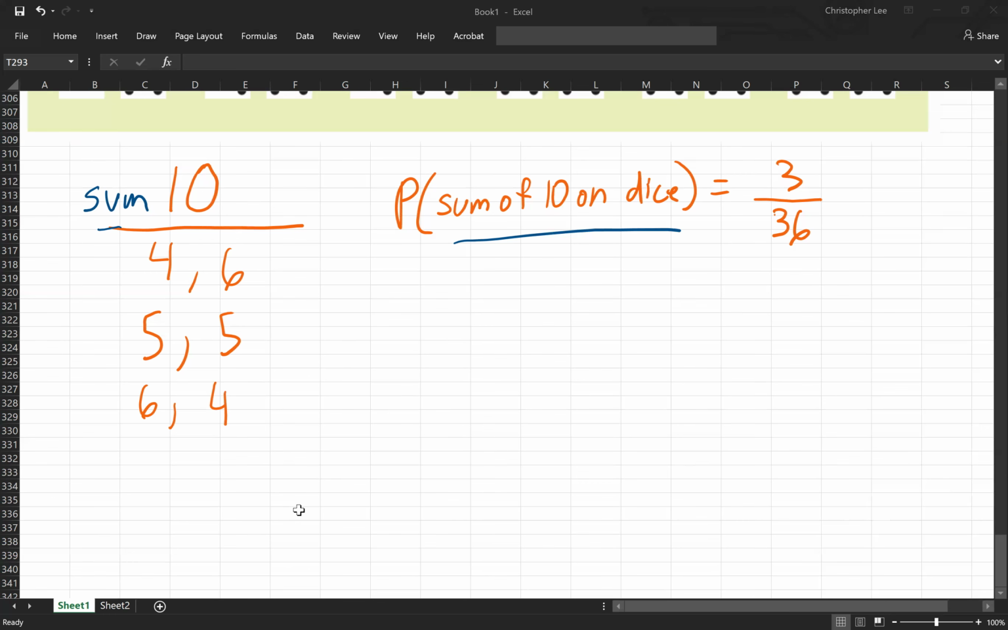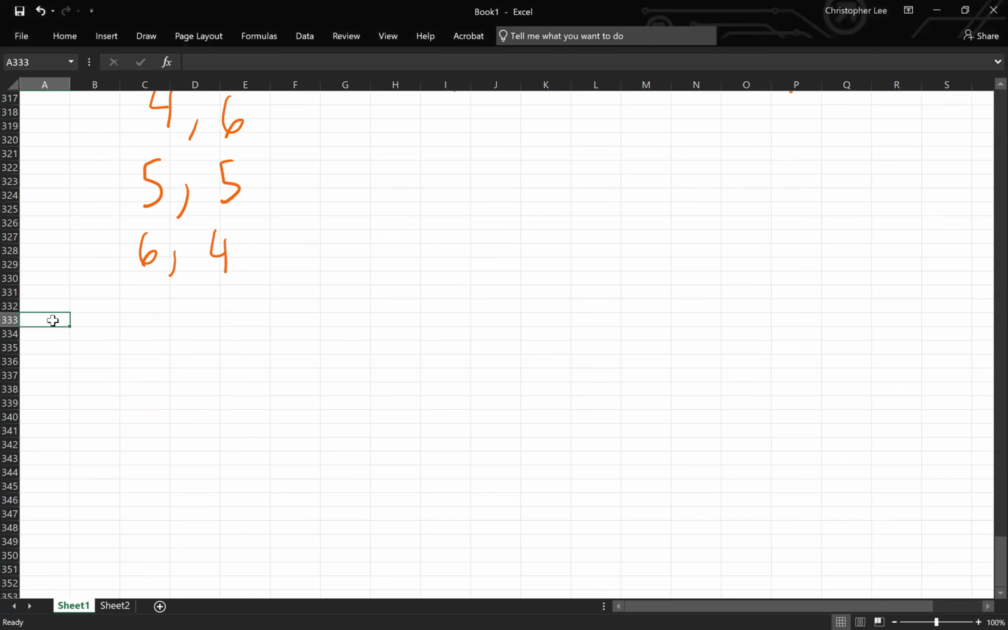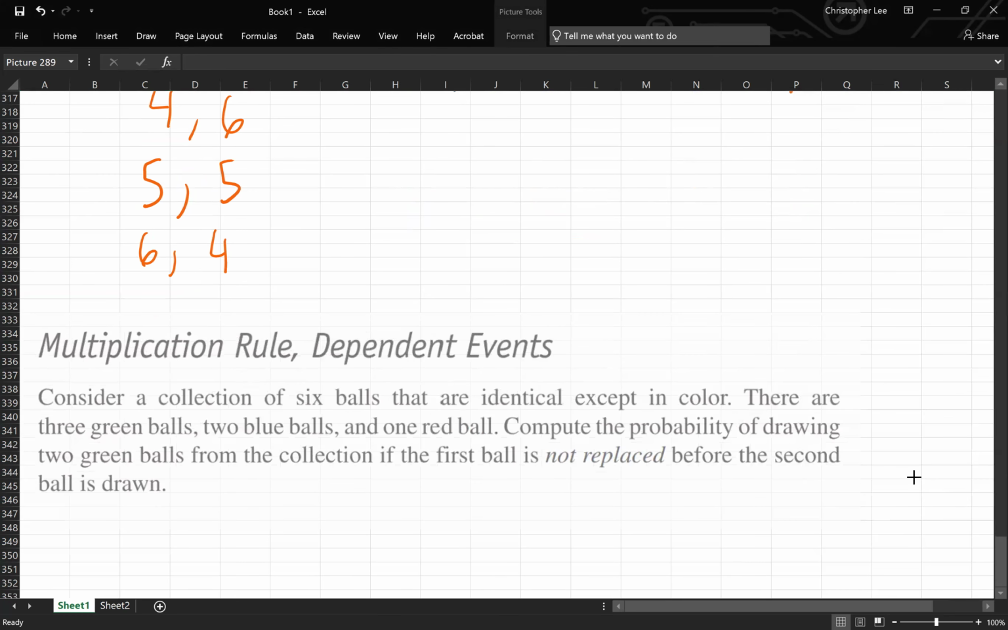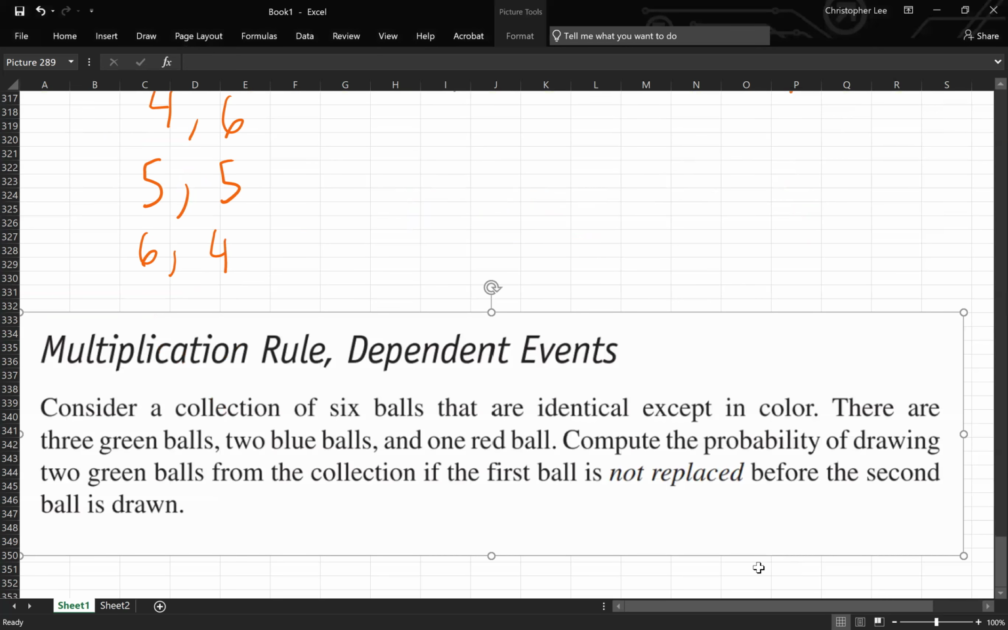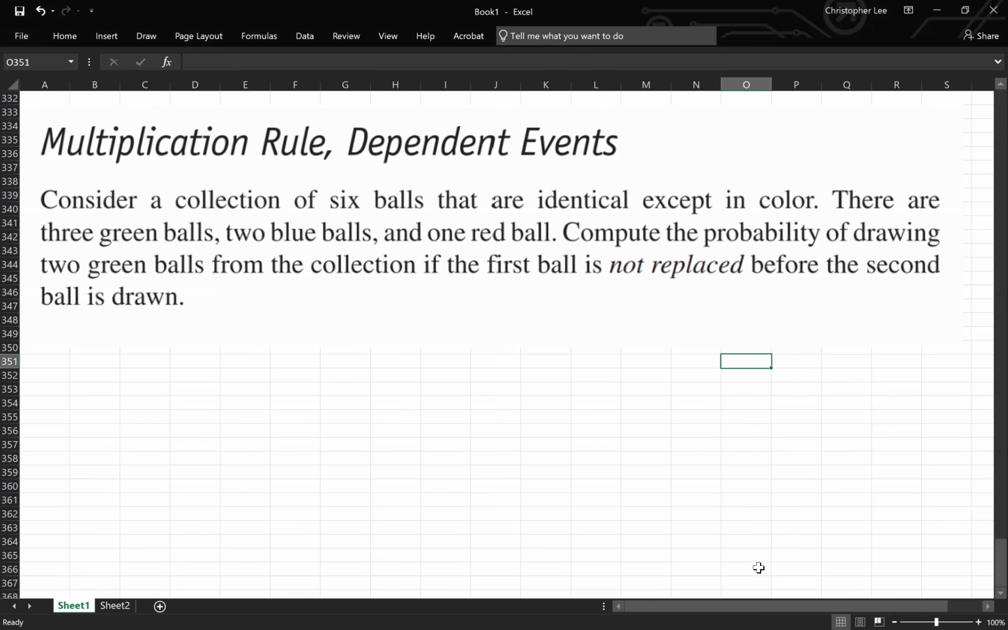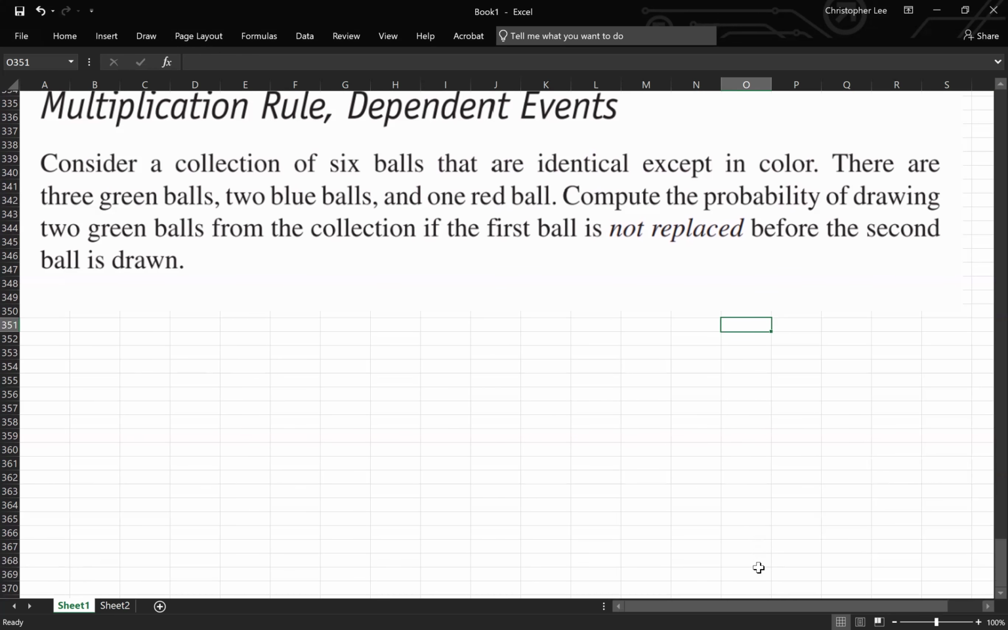Let's look at another example, a little different. So this is the multiplication rule for dependent events. Consider a collection of 6 balls that are identical except in color. There are 3 green balls, 2 blue balls, and 1 red ball, right? Compute the probability of drawing 2 green balls from the collection if the first ball is not replaced before the second ball is drawn, right?